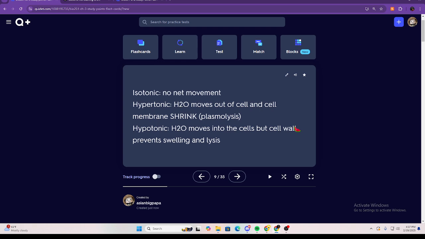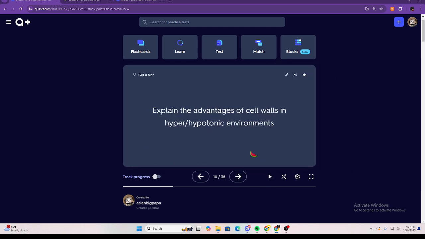However, it does, because of the cell wall in prokaryotic cells, it prevents swelling and lysis. So that's how I remember the two. Explain the advantages of cell walls. So basically, cell walls protect cells from changes in osmotic pressure and allow cells to maintain shape.